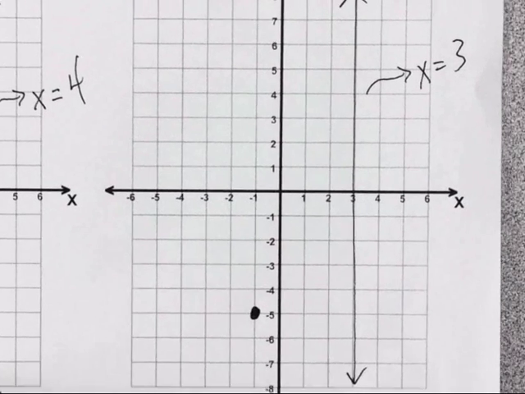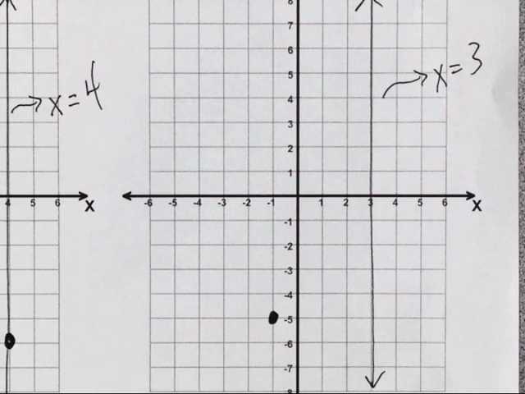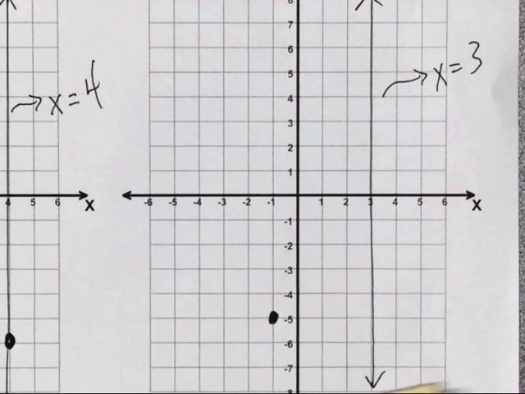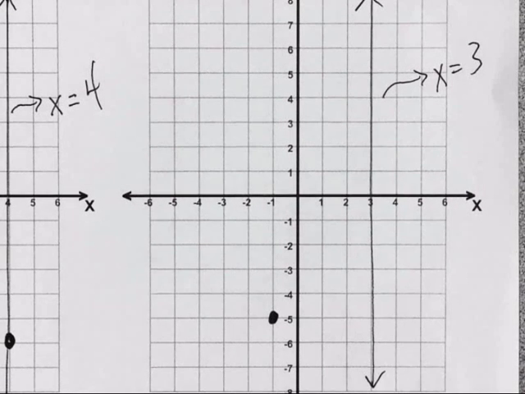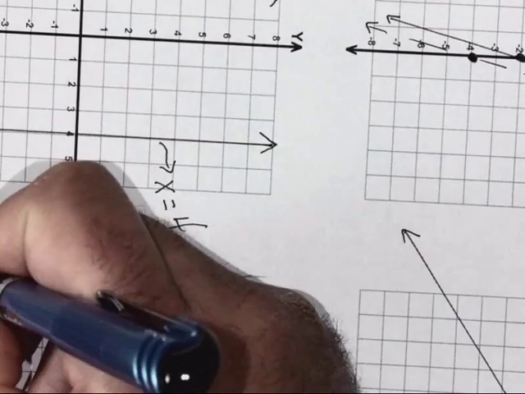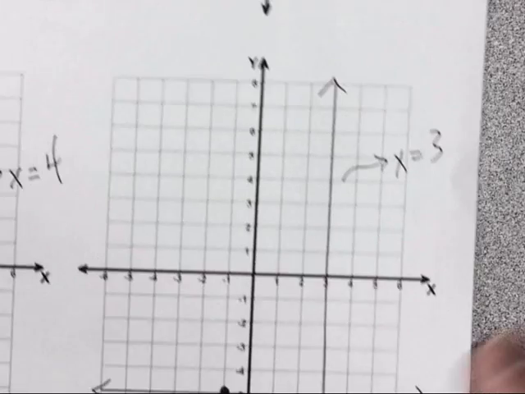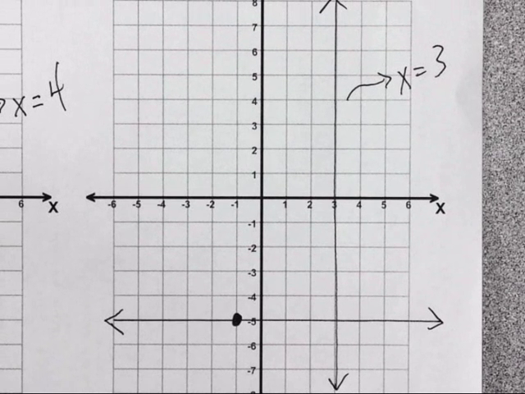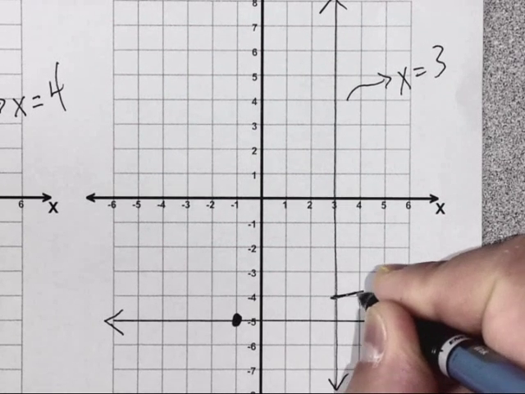Okay, so in this case, I want to draw a line that's perpendicular to x equals 3 and goes through that point. Well, we know that perpendicular lines have to intersect to form a 90-degree angle. Therefore, the only way I could draw that perpendicular is if this was a horizontal line. So that line's going to look like this. It's going to go through the point -1, -5, and it's going to intersect the line x equals 3 to form a 90-degree angle.